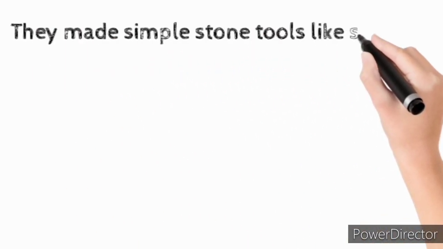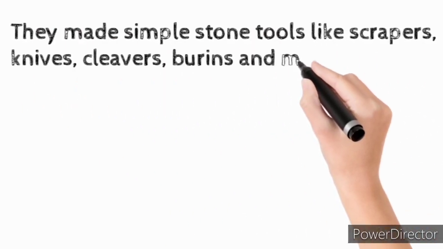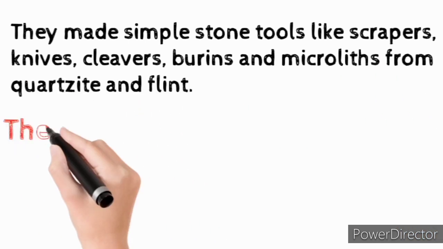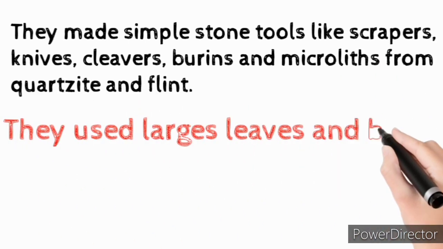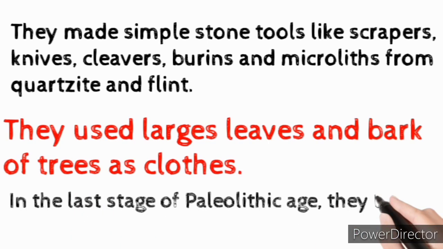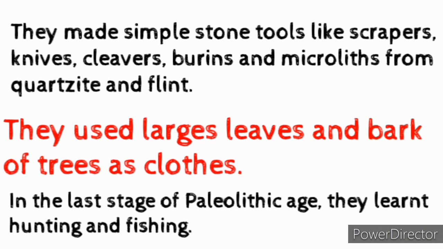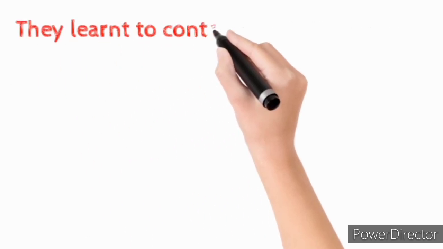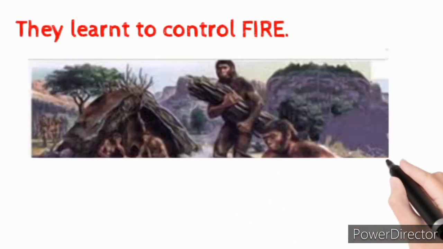They made simple stone tools like scrapers, knives, cleavers, burins, and microliths from quartzite and flint. They used large leaves and bark of trees as cloths. In the last stage of Paleolithic age, they learned hunting and fishing. They learned to control fire.